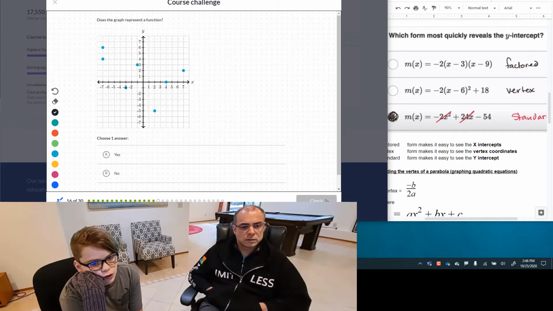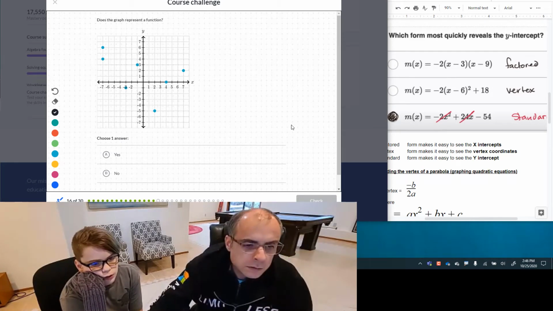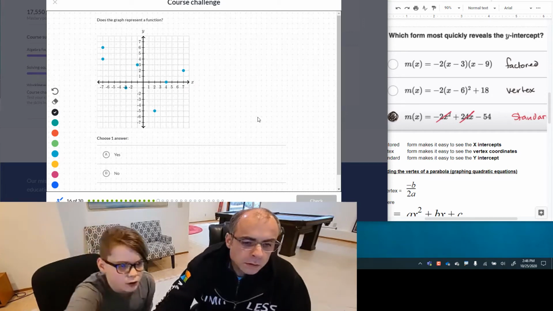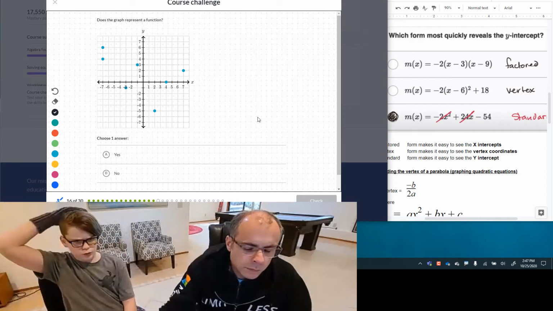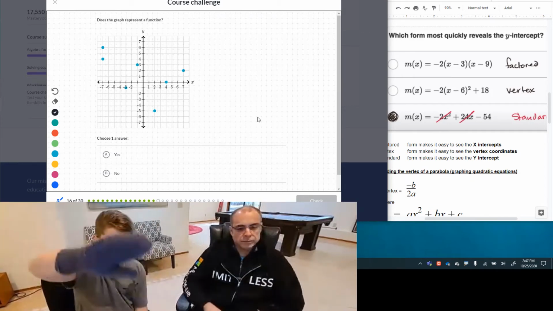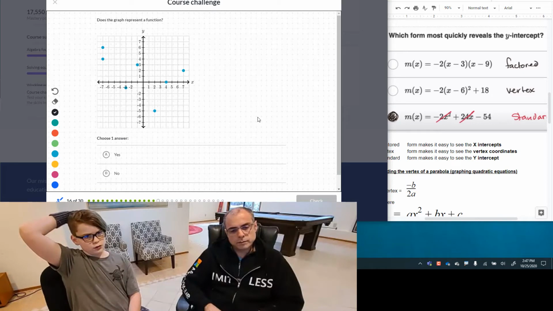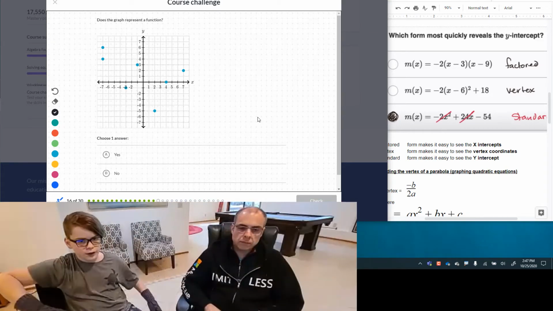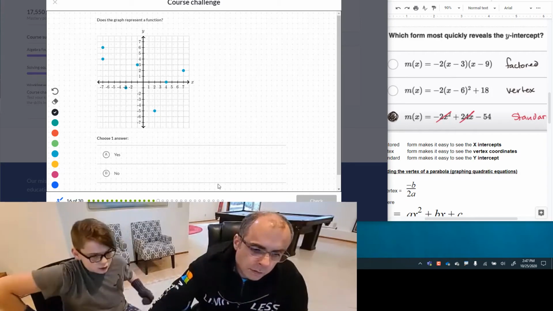No. Because there's multiple outputs for the same input. Which one? No. Oh, no, it does. Because if you plug in negative 7, you get both 6 and 4. Correct.